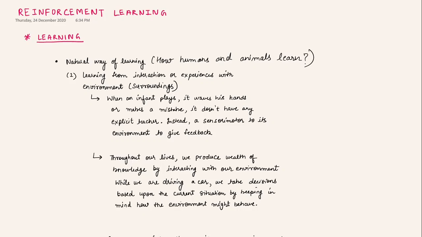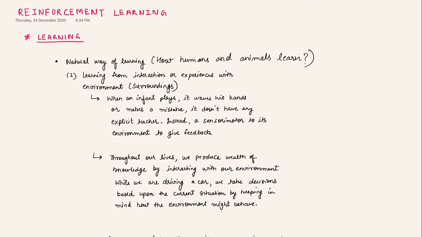There is no explicit teacher available for that. For example, if an infant touches a hot cup of coffee, the sensory motor system will trigger a feedback, letting the infant know by causing pain and helping him to understand that this particular action is not what he or she should do in this particular situation. Throughout our lives, we produce this kind of wealth of information by interacting with the environment, and using these collected experiences, we learn from them.